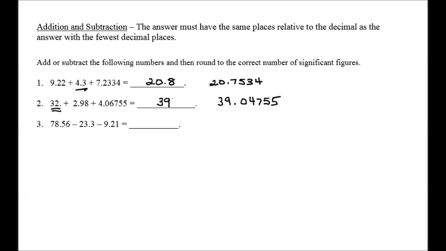Number 3, when you subtract, you get 46.05. 23.3 goes to the tenths place. Since the number after the tenths is a 5, we round up to 46.1.